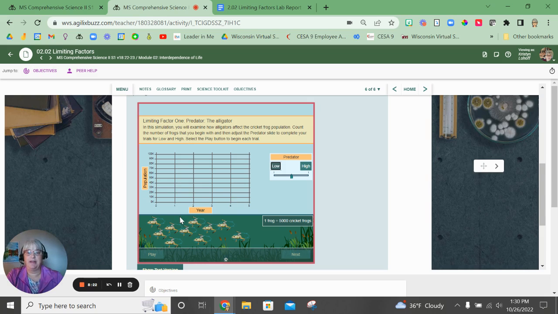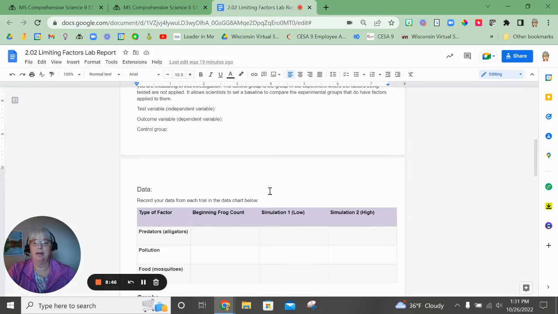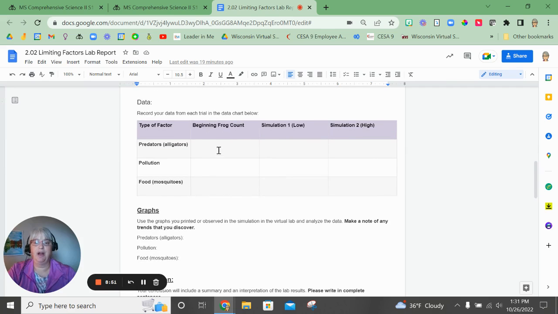At the bottom here, you can see the frogs, and you can count them for an initial count. Over here, we have a key. One frog equals 5,000 cricket frogs. So if I count 1, 2, 3, 4, 5, 6, 7, 8, 9, 10, there are 10 frogs in the model. That means 5,000 times 10 is 50,000 to start. So I'm going to come into my lab report. Oh, I'm going to need to talk about this, so I'll come back. And my beginning frog count, I would enter 50,000 for predators.